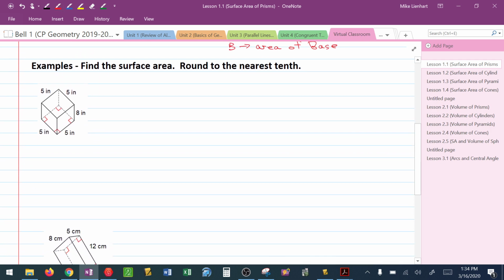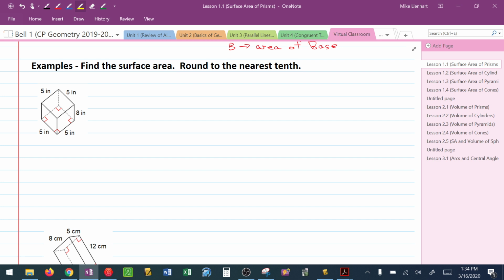All 3 of those formulas you should already be familiar with. Now, what we're going to do is look at this. The hard part of finding surface area is determining which part is the base. So remember, when you're dealing with a prism, you have to have 2 identical pieces that are exactly the same shape, and the sides of a prism are always rectangles.